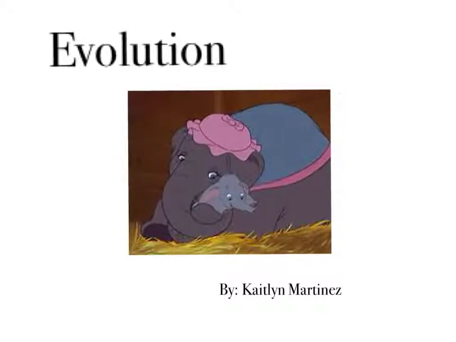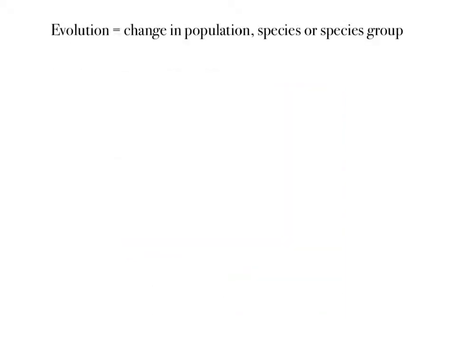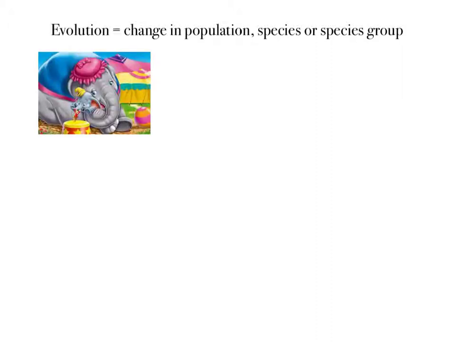Evolution by Kaitlyn Martinez. So evolution is basically the change in a population, species, or species group. It's the frequency of traits passed down in a generation. For example, Dumbo and his mom: she has a trunk, he has a trunk. She probably has rough skin, he probably has rough skin. The things that cause these traits are alleles. They're basically genetic codes that decide the morphology, physiology, and behavior of an animal.